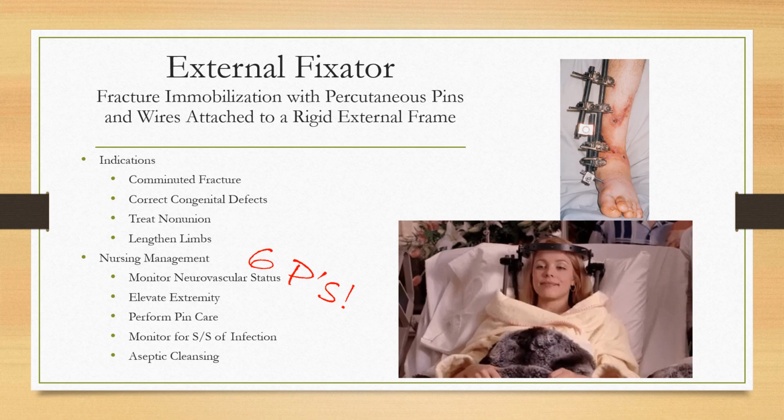Okay. Treating non-union, meaning the bone didn't knit back together with the usual procedure, such as casting, for 6 to 8 weeks. So now they're going to give it much more time and put pins through, apply an external fixator, and hope that by leaving this in place for many, many weeks, the bone will finally heal. Because some bones don't heal, and we call that non-union. Okay.